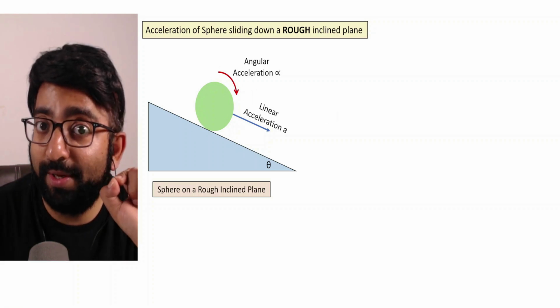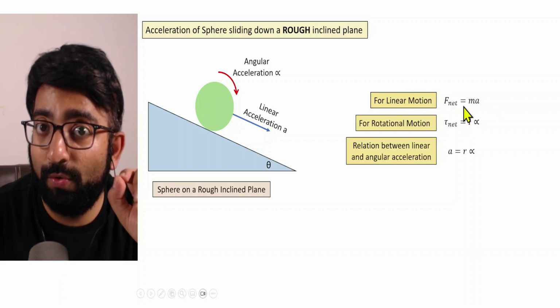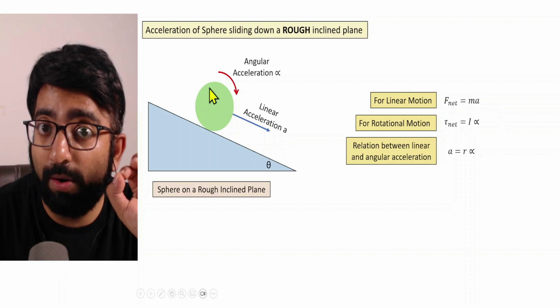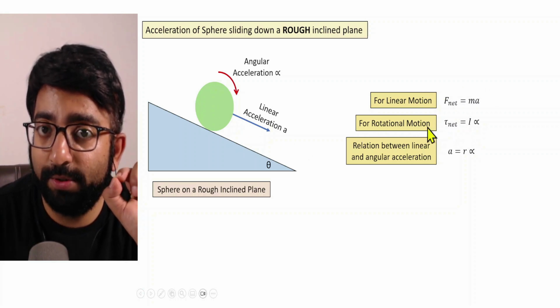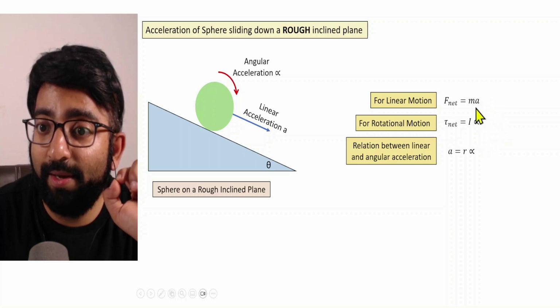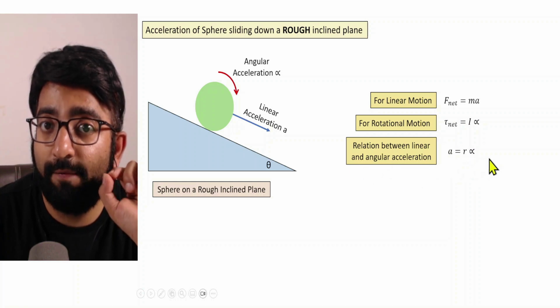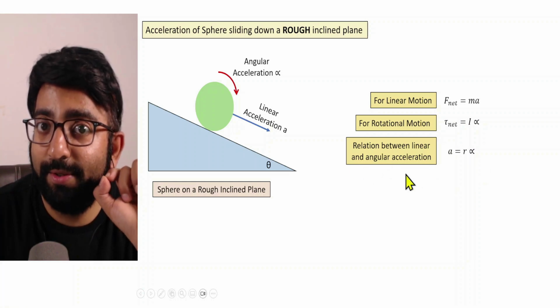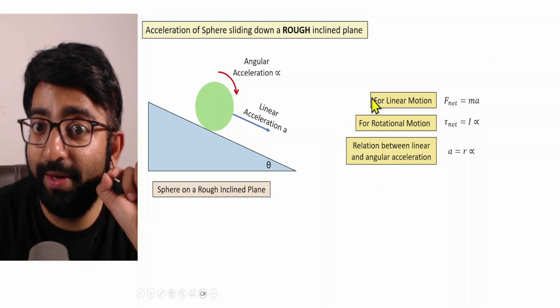And how do we approach such questions? The steps remain the same. We will apply F net is equal to ma for the linear motion part of the sphere. We'll apply net torque is I alpha for the rotational motion, and then we will connect the a with alpha. The relation between linear acceleration and angular acceleration is a is equal to R alpha. To solve the exam questions, it is important for us to apply all three equations. So let's start with the analysis.